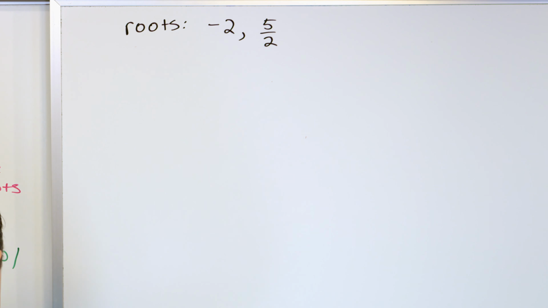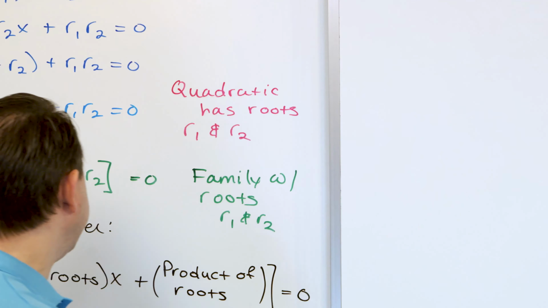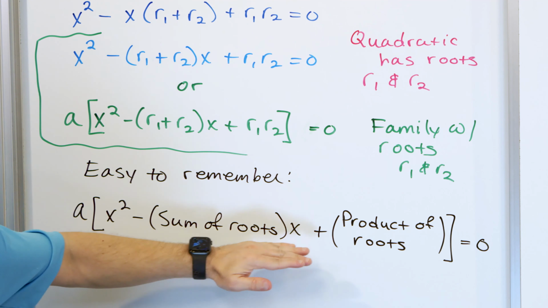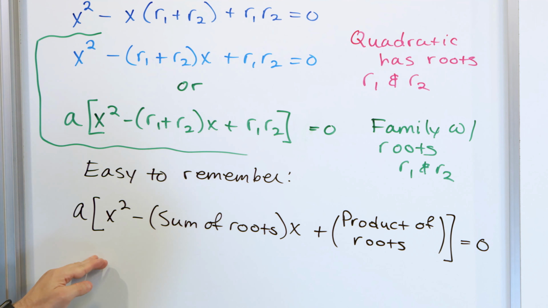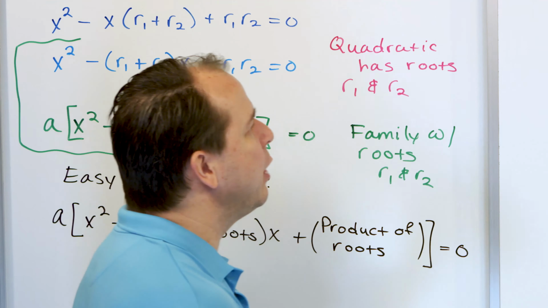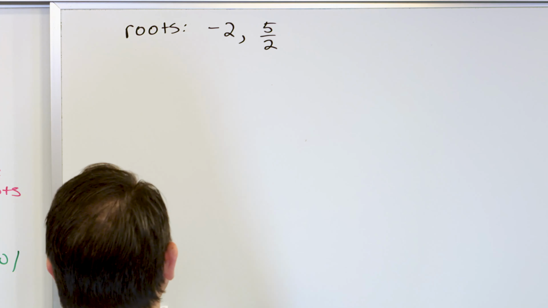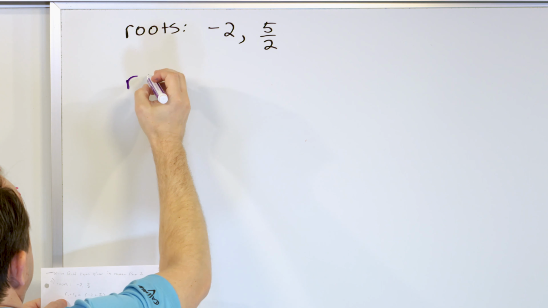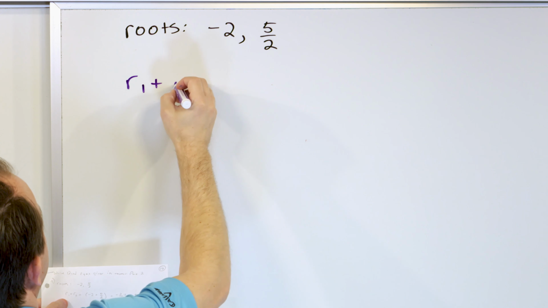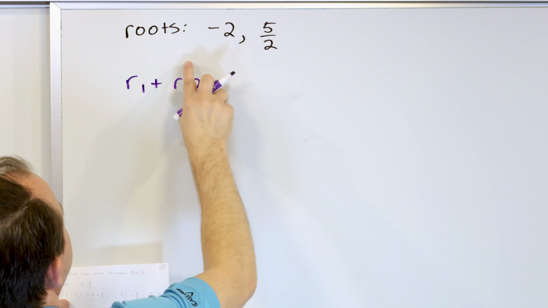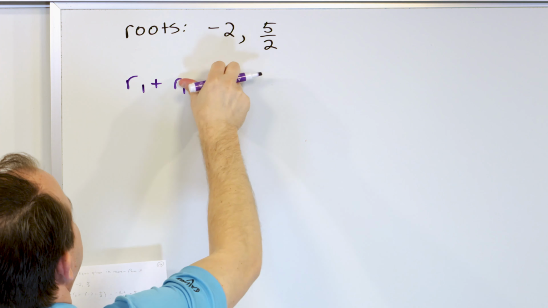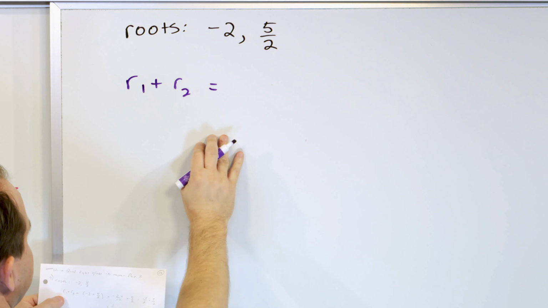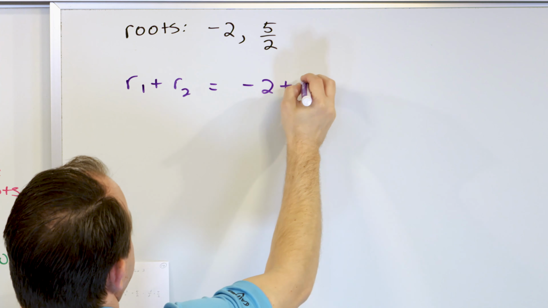So what I'm going to do is follow this exact equation. I'm going to find the sum of the roots, I'm going to find the product of the roots, and I'm going to stick it in here. We've already discussed where this comes from in the last lesson. Here's where you have to use a little bit of fraction arithmetic. R1 plus R2, the sum of these roots, is going to be -2 plus 5/2.